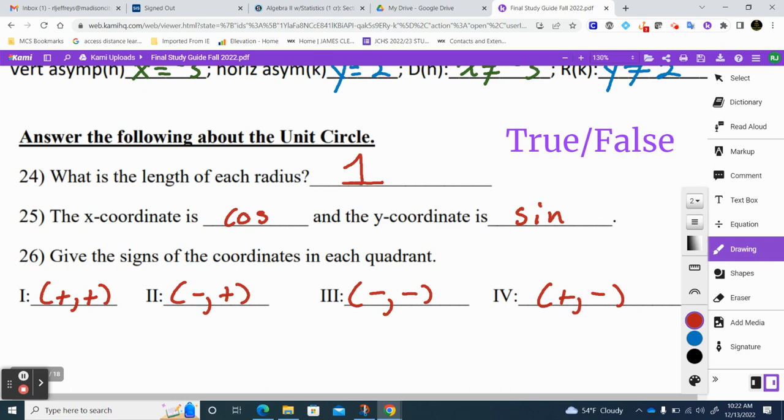Okay. These 3 questions are true false. Like it may be the length of each radius is 6. True false.